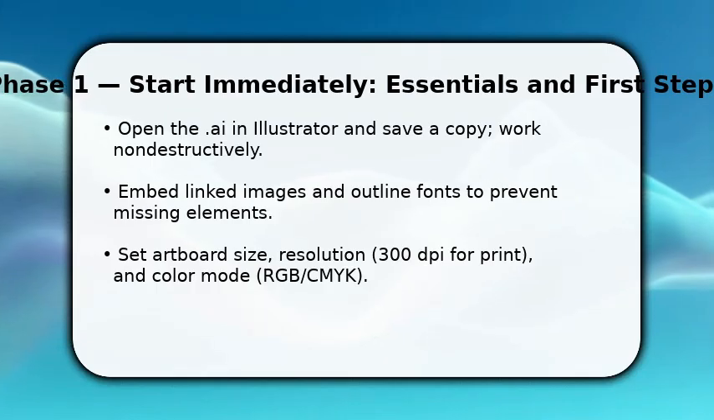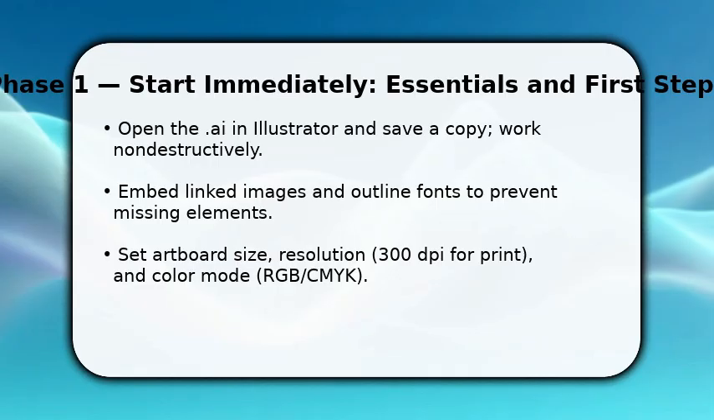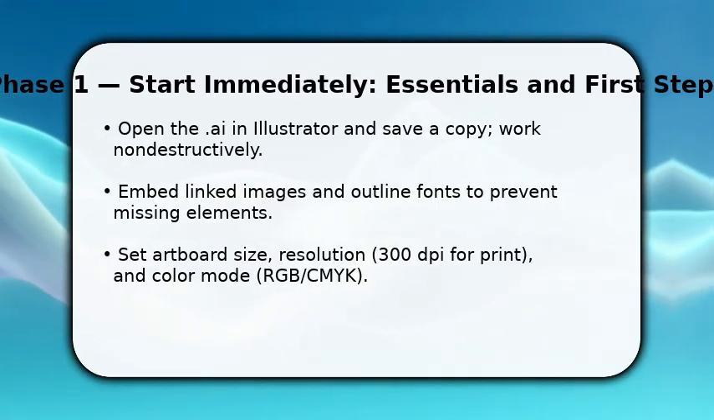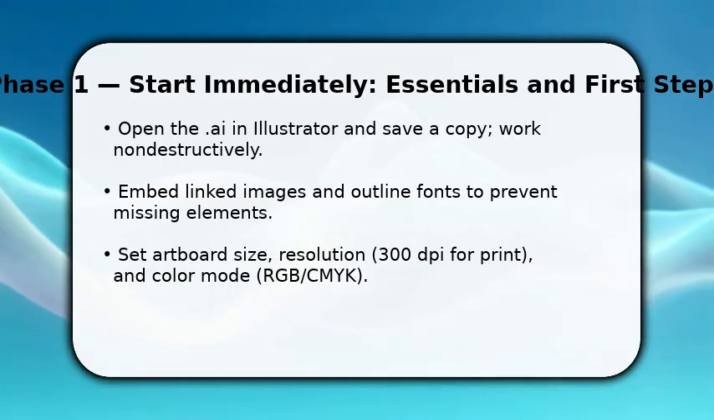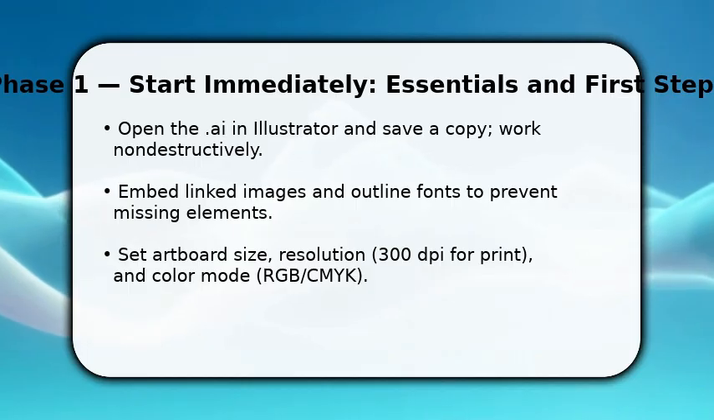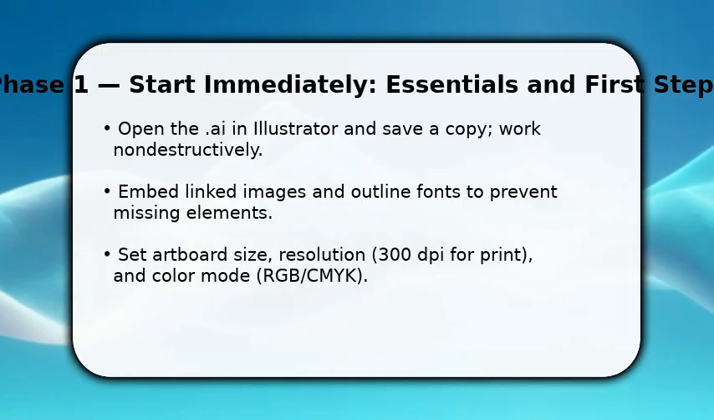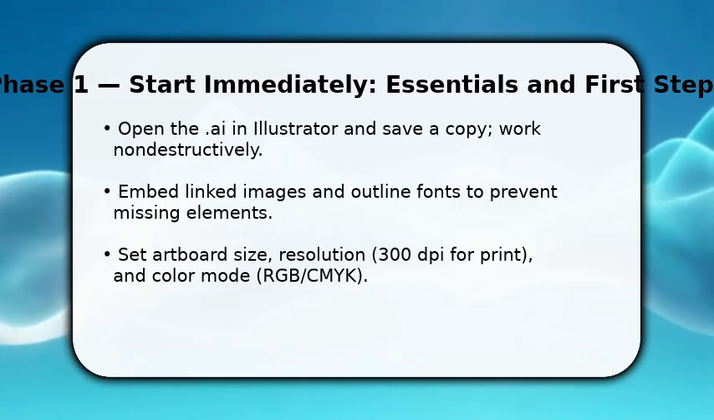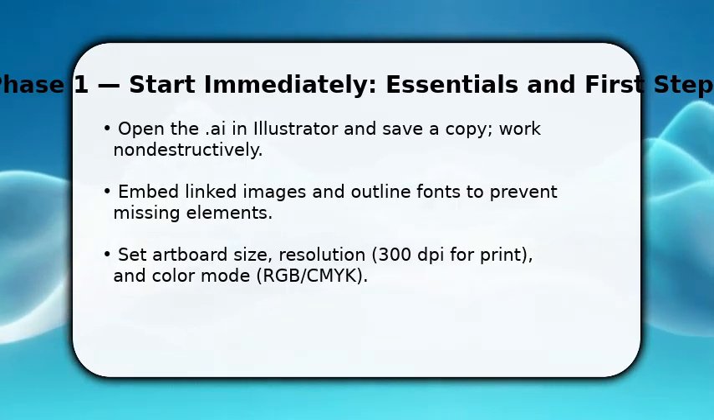Enjoy the video. You start by opening your Illustrator file and saving a copy so you can revert if needed. Once done, embed any linked images and outline fonts to avoid missing assets when exporting. Next, make sure the artboard matches your intended output size and set raster effects to 300 dpi for print or 72-150 for screens. Choose RGB for web or CMYK for press. Now you're ready to move to export.